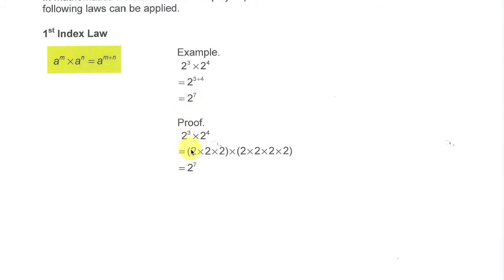2 to the power of 3 can be written as 2 times 2 times 2. And 2 to the power of 4 can be written as 2 times 2 times 2 times 2. So altogether I have 7 lots of 2. So base 2 raised to the power of 7. So it proves that it works.